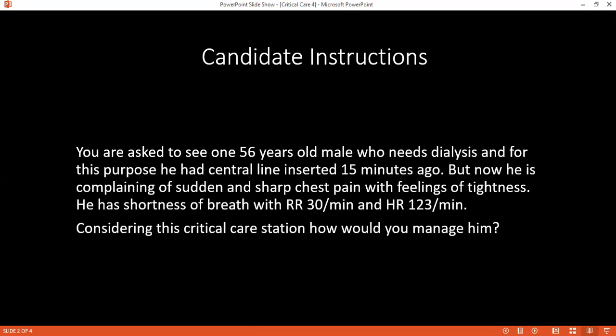Trachea location as well. This is a central line insertion scenario, so it's important. According to your opinion, what type of injury has happened to the patient? This patient has had a central line insertion. There can be a pneumothorax, and there can be a hemothorax.